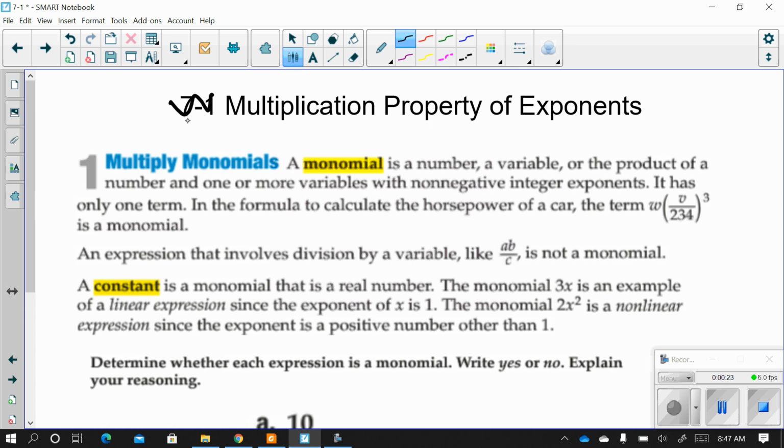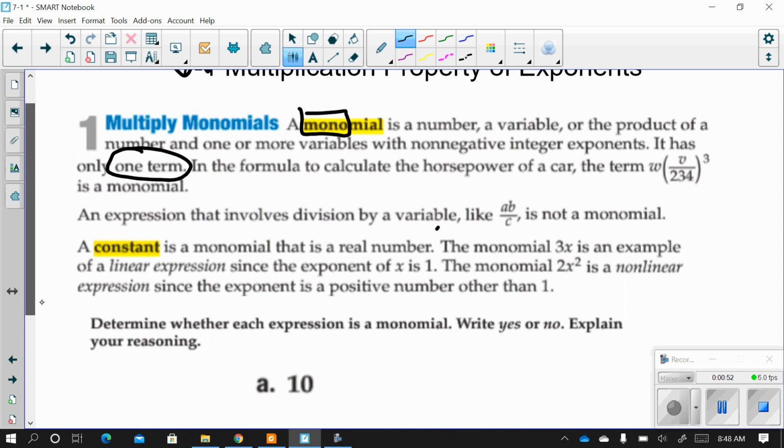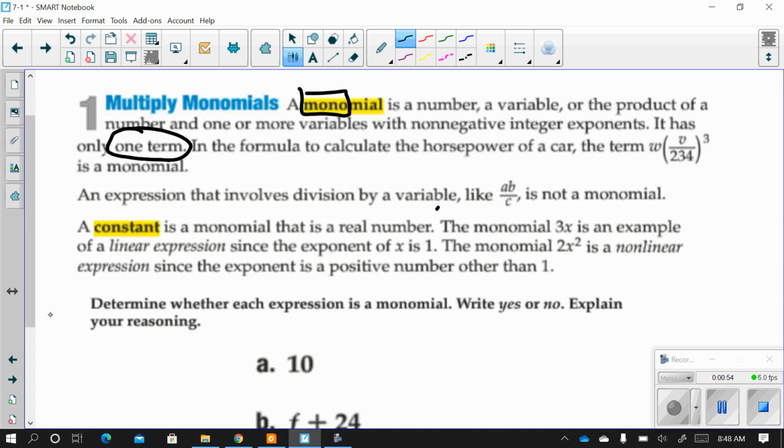So a monomial is a number, a variable, or the product of a number and one or more variables with non-negative integer exponents. It only has one term. That's what you need to focus on. The prefix mono means one. So an expression that involves division by a variable, like AB over C, that's not a monomial. We can't divide by variables, and we can't have negative exponents. So a constant is a special type of monomial that's a plain old number. It's just a real number.